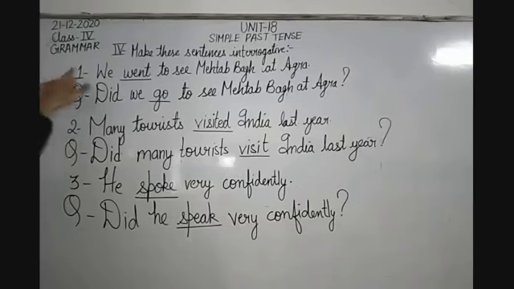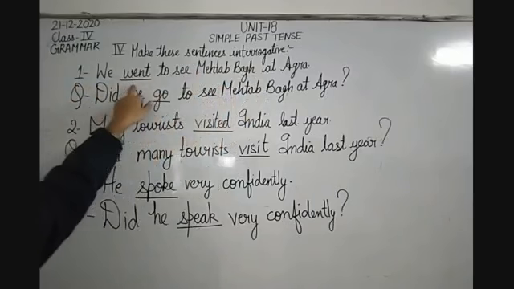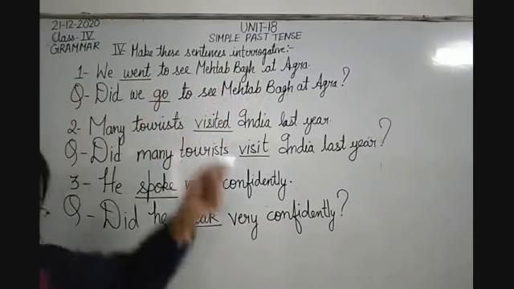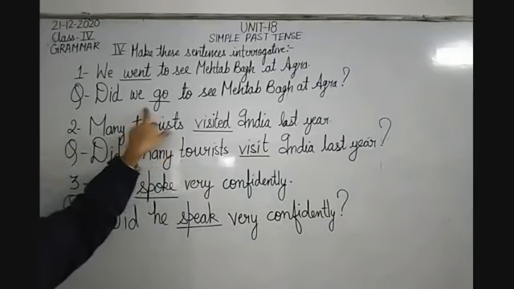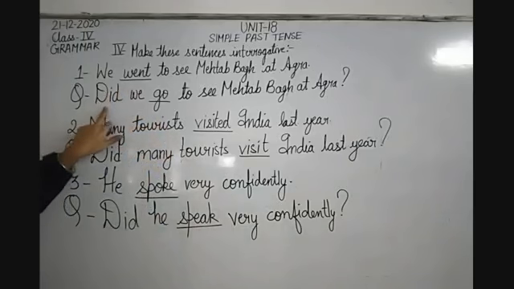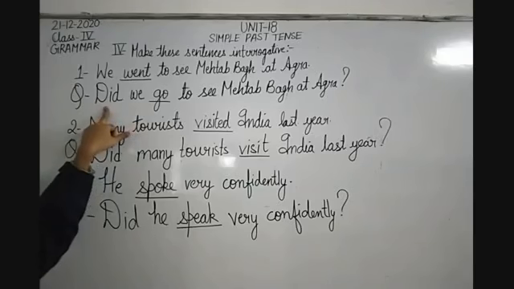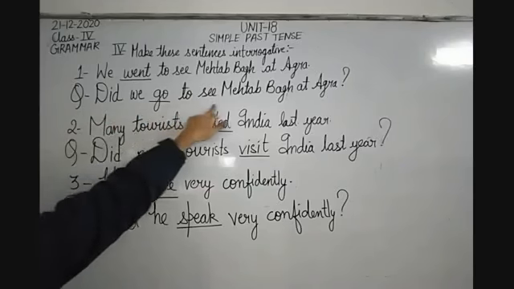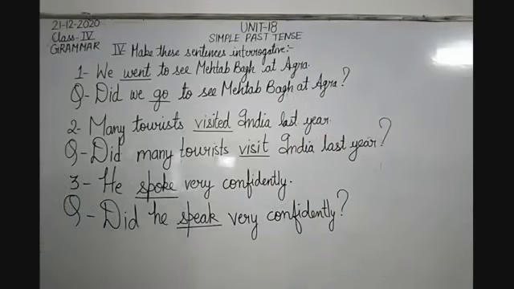The first one, we went to see Mehtab Bagh at Agra. What was the verb? Went, underline it. Why did we underline? So that it reminds us that we need to bring back the verb to its root form. Then remember, in simple past tense, the interrogative sentence always begins with did. So our question will be, did we go to see Mehtab Bagh at Agra? At the end, question mark.